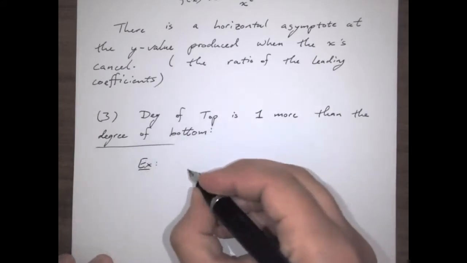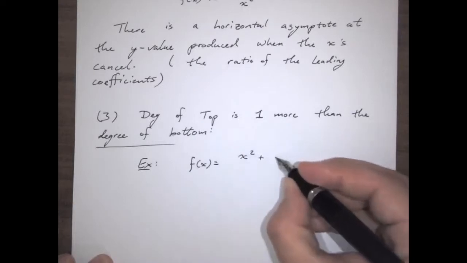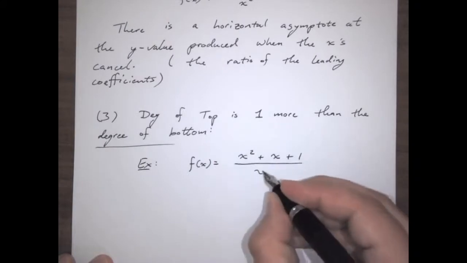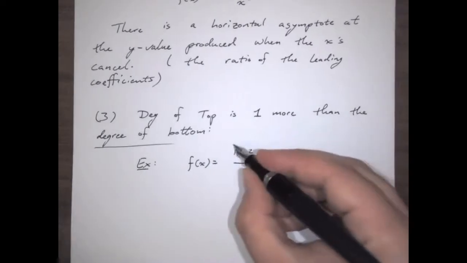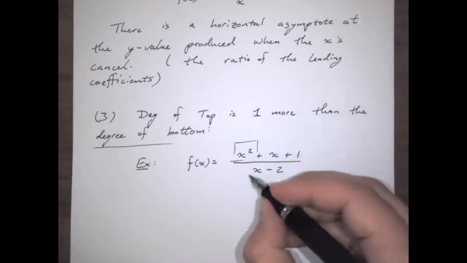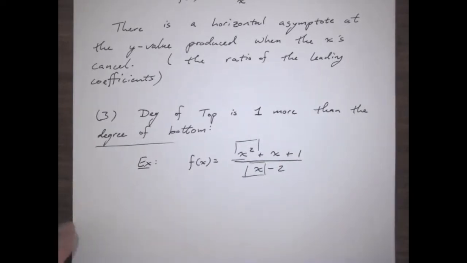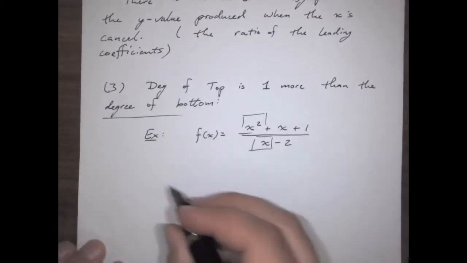So for example, f of x equals x squared plus x plus 1 divided by x minus 2. So what we have is an x squared on the top and an x on the bottom. So the degree of the top is one higher than the degree of the bottom. What this means is that there is going to be a linear function that this will approach in the long run, but it's not going to be horizontal. It's going to be what is called a slant asymptote.